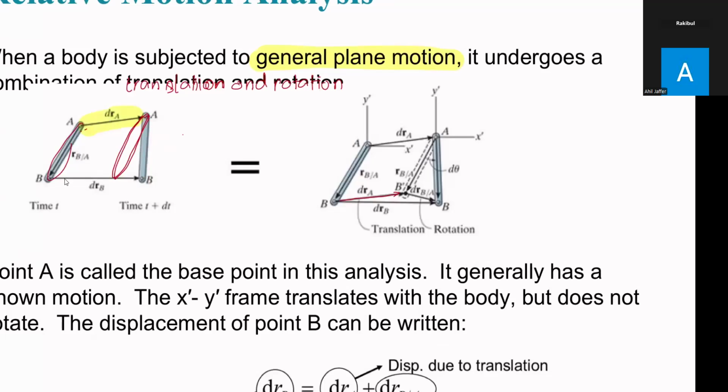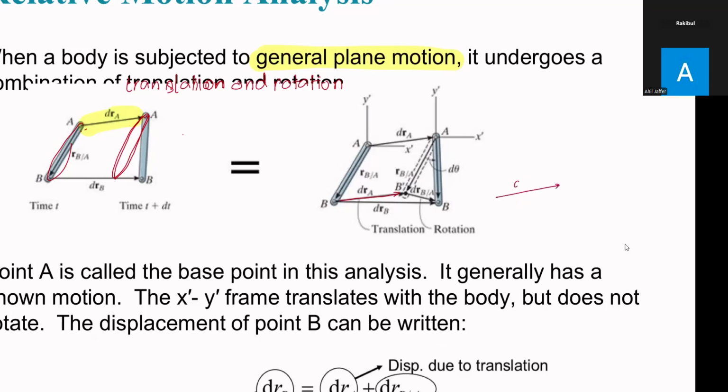Now, since this one and this one are parallel, we can also say this is also DRA. Because this is parallel. If the vector is parallel, it has the same direction. And what is the point B? Point B is not here. Point B has moved this much. So we draw a line here. So DRB.